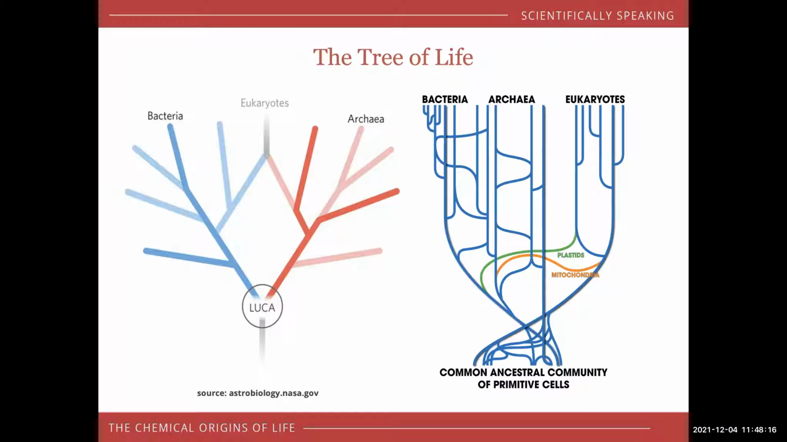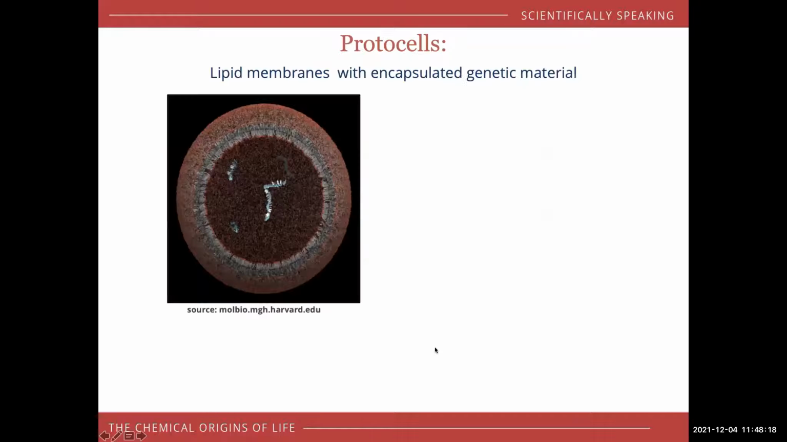Now, when we talk about this common ancestry of primitive cells, what do we conceive them to be? These most primitive forms of cells are referred to as protocells in the field. Minimally speaking, it is essentially a membrane-bound entity that encapsulates genetic material and/or some kind of a minimal metabolism that allows it to sustain itself.